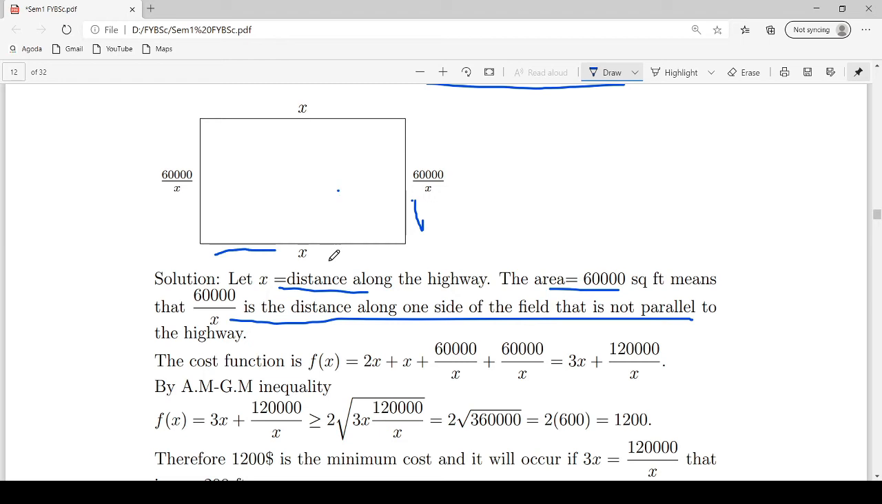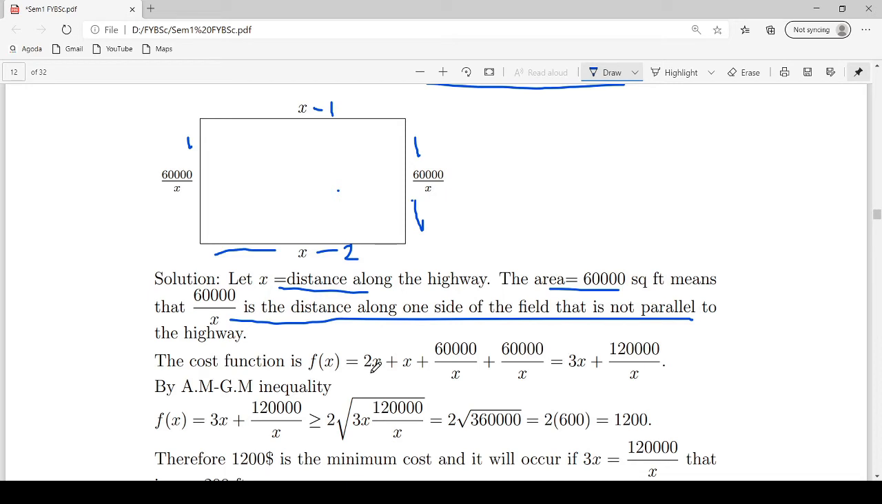Now let's try to find out the cost function. See, this side along the highway costs the farmer $2 per foot. Now, a total of x feet is there, so it will cost 2x dollars. Similarly, this side costs $1 per foot, so in total it will cost 1 into x dollars. And this side is 60,000 upon x feet and it costs $1 per foot, so it will cost 60,000 upon x into 1, that is 60,000 upon x dollars. Similarly, this side also will cost 60,000 upon x dollars, because it also costs $1 per foot.